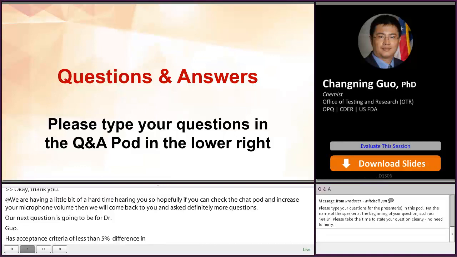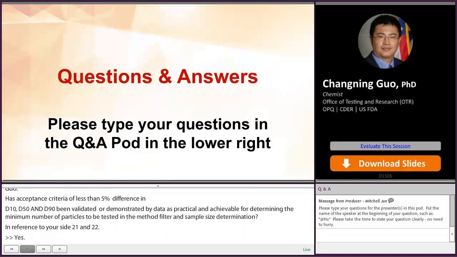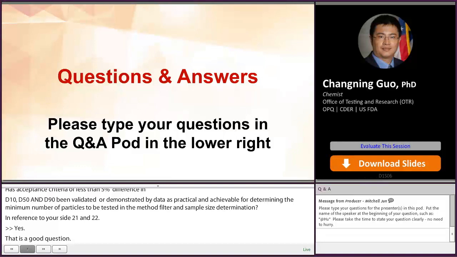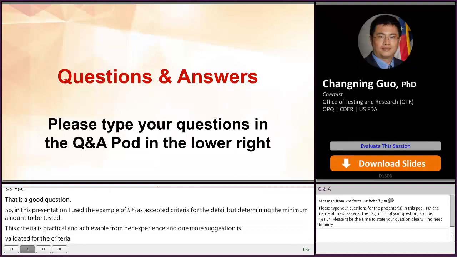Yes, that's a good question. In this presentation, I used the example of 5% as an acceptance criterion for D10, D50, and D90 for determining the minimum number of particles to be tested. This criterion is practical and achievable from our experience. And one more suggestion is that it's relatively easier for D50 to meet this criterion. D10 and D90 sometimes may have some challenges. Also, the 5% is just the example used for the method, and according to the different product you are investigating, it may be different. You need to make your own justification when you submit your method. I hope that answers the question.